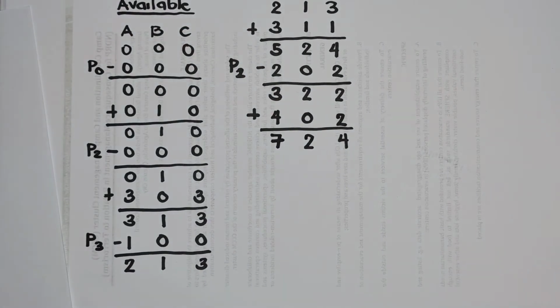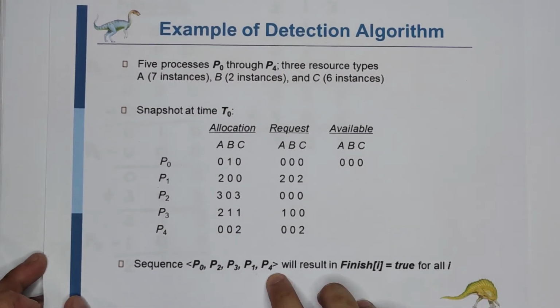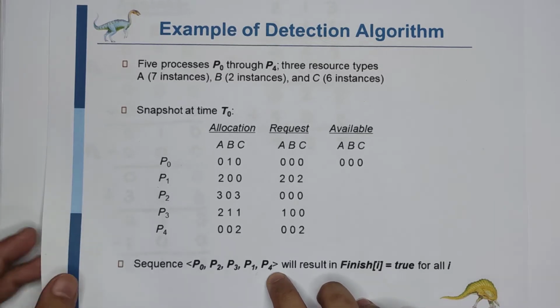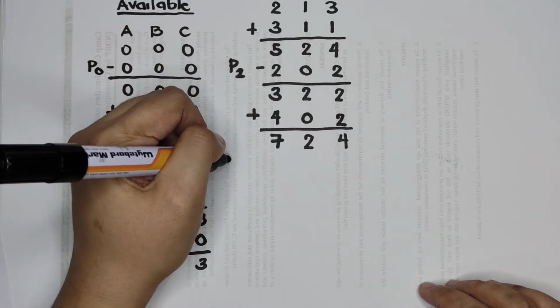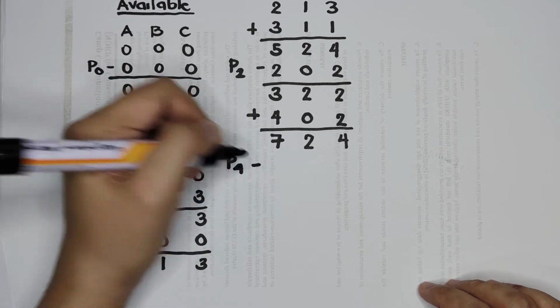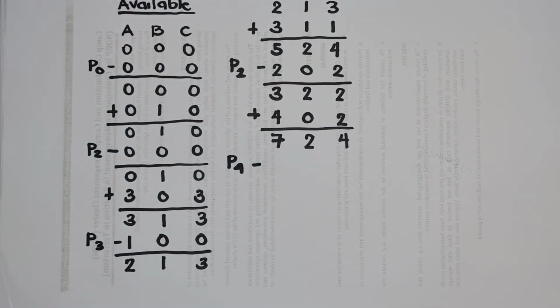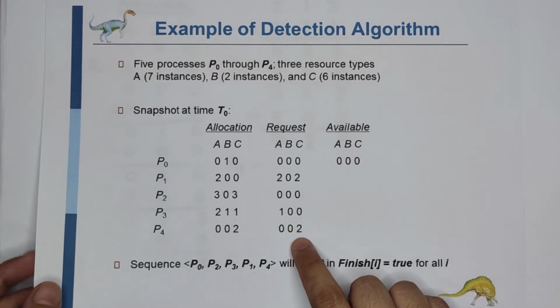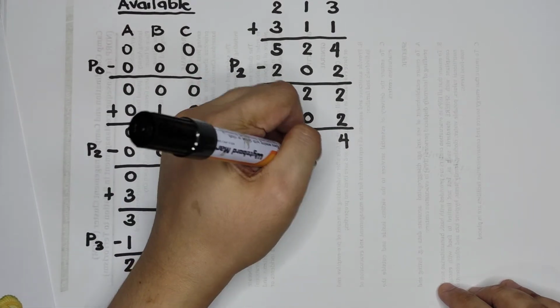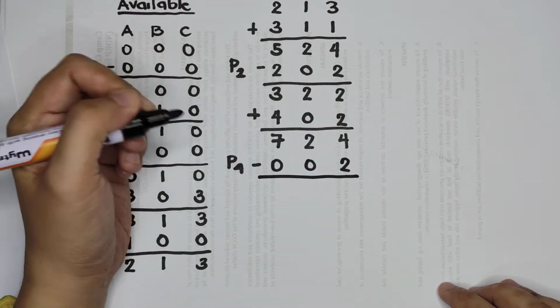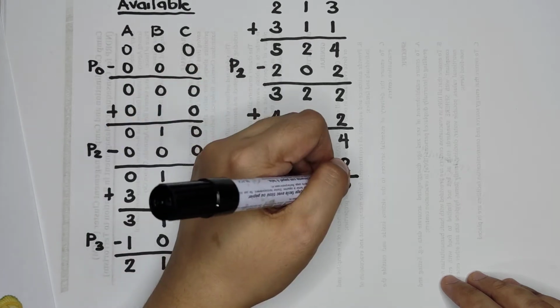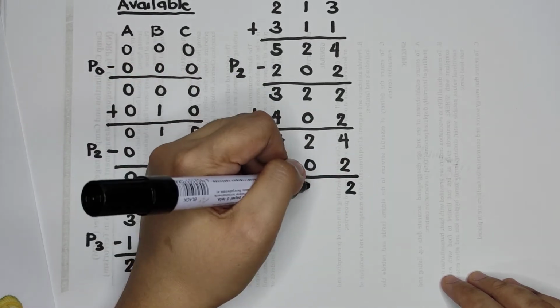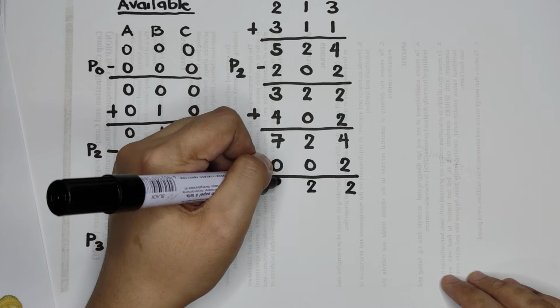Okay, next, last but not the least in the sequence, we have P sub 4. So let's write P sub 4. Okay, and then what's the request of P sub 4? So P sub 4 is 002. Okay, so we have minus 002. So 4 minus 2 is 2. 2 minus 0 is 2. And then 7 minus 0 is 7.